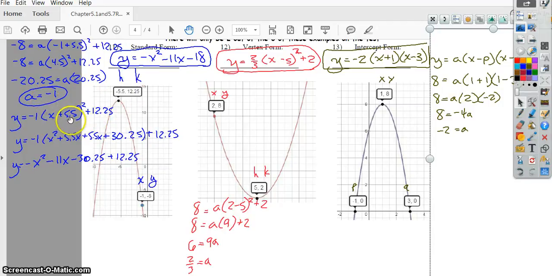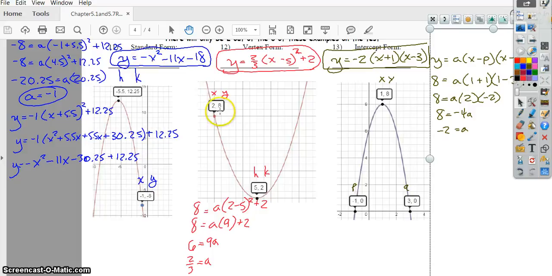So x plus 5.5 squared will be x squared plus 11x plus 30.25. Distribute the negative 1, and I get negative x squared, negative 11x, negative 30.25, and then I add 12.25 to that to get this negative 18. There's your equation.